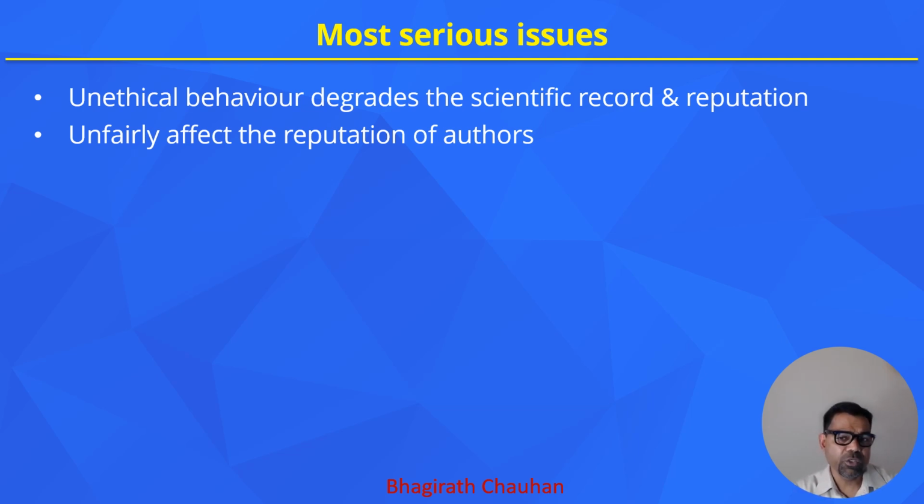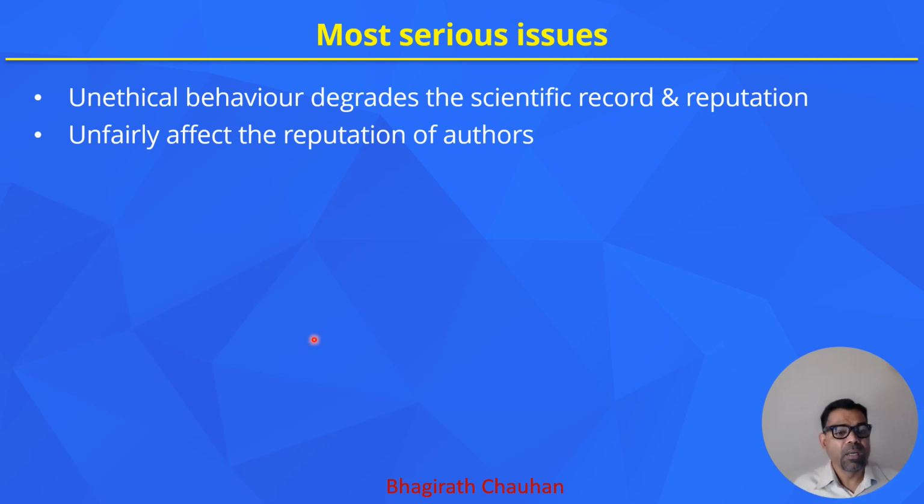Very important. There are some serious issues we will discuss after that, but just for your information, unethical behavior of any kind degrades the scientific record and reputation. And reputation is very important, not only your own reputation as an author, but also your institute, your country, your region. So that's why it's very important. It can unfairly affect the reputation of authors. Also, it's possible, for example, that the first author made some mistake and was not aware of it, and there are senior authors who don't really have time to check each and everything, whether something was copied or not, and their names are included, and later that paper is highlighted or flagged. It means reputation is really at stake even for those senior authors.